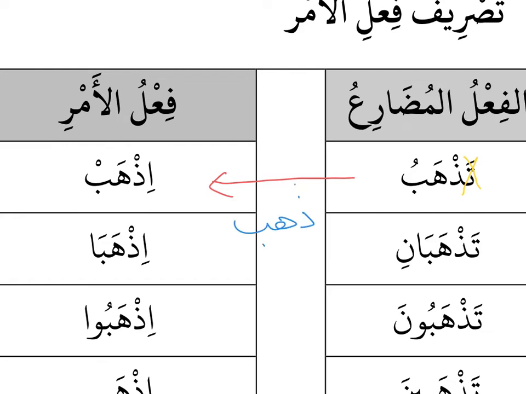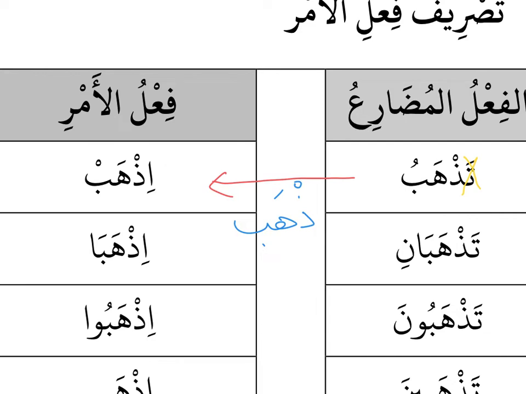It becomes ذهب. Okay, that is the first step. And the second step for فعل أمر, you have to change the ending of the verb. So here it is تذهب. The verb ends with a dhamma, تذهب.